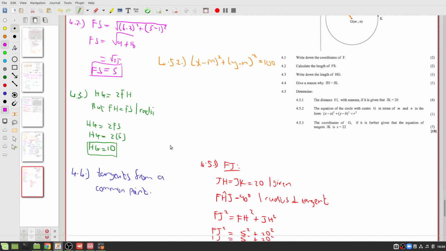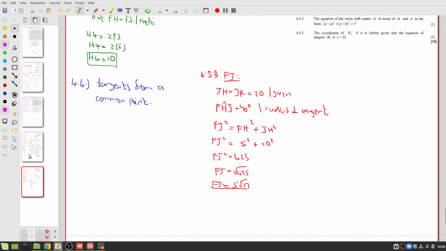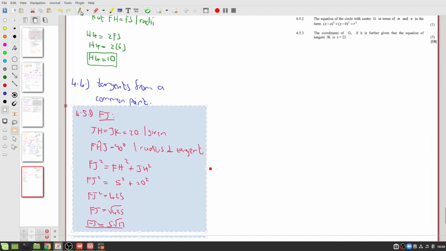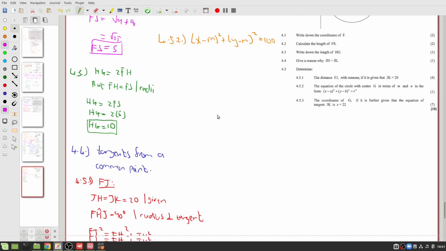Then, question 4.5.3. Let me move this out of the way so we can work here. Let's move that over there, and then do 4.5.3 over here. So 4.5.3. Okay, the coordinates of G. Now we need to find M and N.